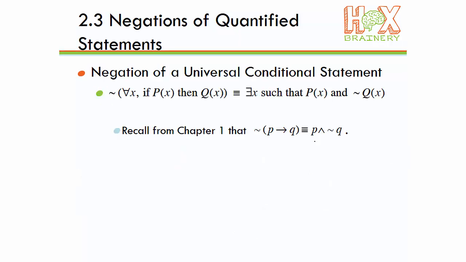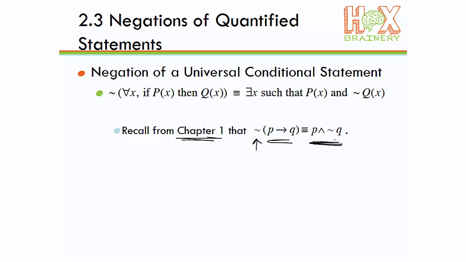And then you have the negation of the universal conditional statement. All right, this gets even a little bit more involved. So you have to recall from chapter 1, when we did the chapter on symbolic logic, we went over the conditional statements, and we went over how if you negate the conditional statement, it was logically equivalent to a conjunction. So it is false that if P then Q is logically equivalent to P and not Q.